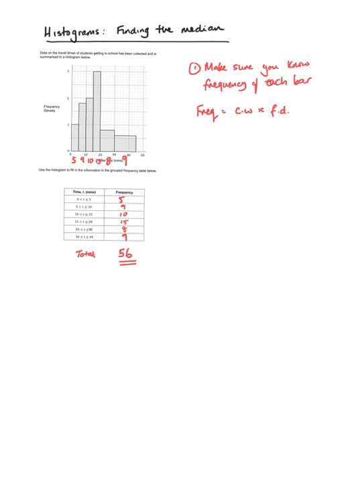So to find the median, I need to find the 28th student. So I'm going to do the total frequency divided by 2. And in this particular case, that's 28. I need the 28th student. Now that doesn't mean the median itself is 28. I still need to work out what the median is. But I know that I need the 28th student.